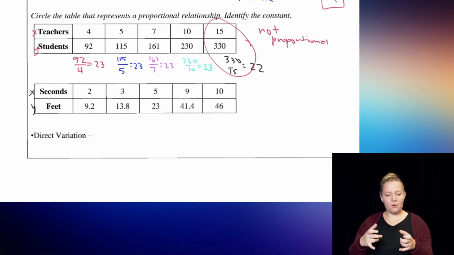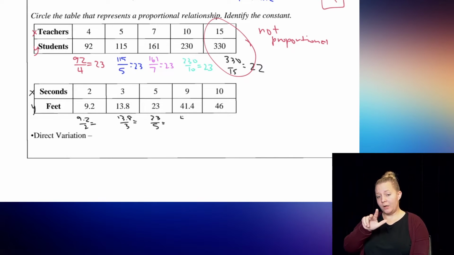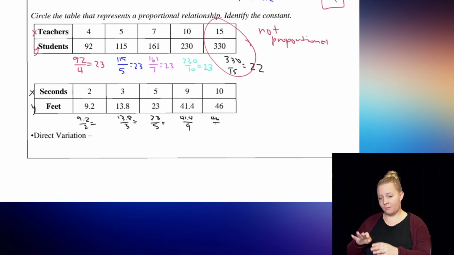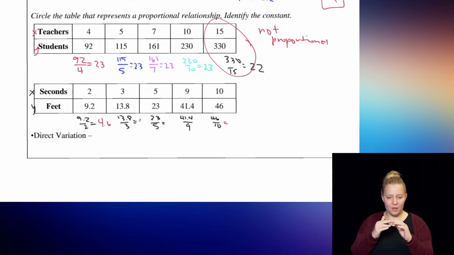We got X, we got Y. We're going to go ahead and divide each one of these out. 9.2 divided by 2. We're going to take 13.8 divided by 3, 23 divided by 5, 41.4 divided by 9, and 46 divided by 10. Alrighty, and every time I do that, I'm going to go ahead and save us some time. We do end up with 4.6 for each one of these.